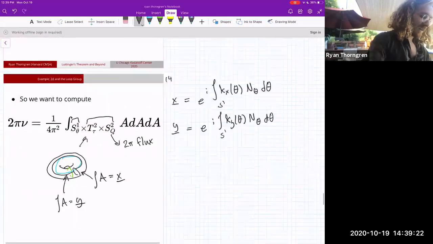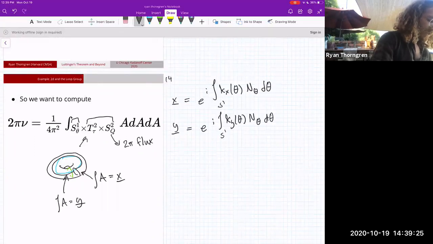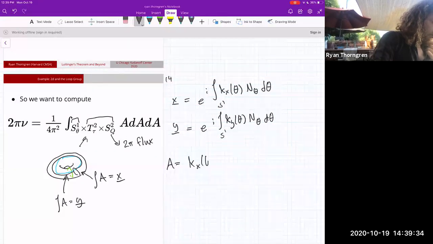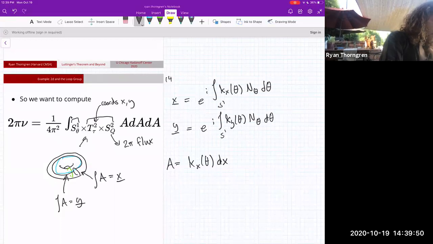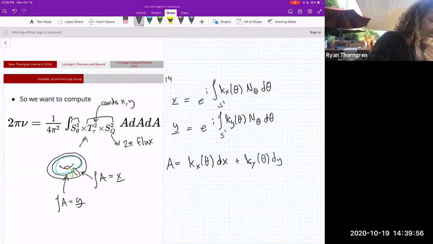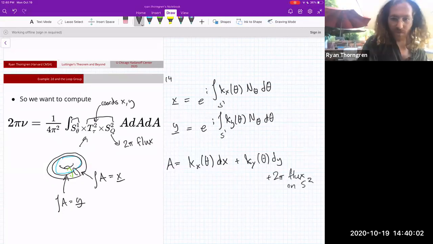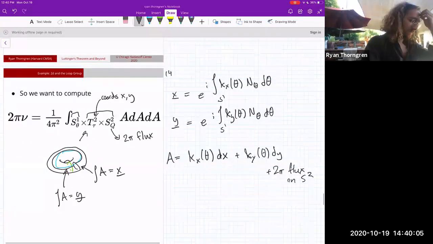Okay, so we want to write down what this gauge field is. Basically, we can just write down something that has these properties. So it's going to have dx, we want to have kx theta holonomy around the x coordinate. Let's take the coordinates to be x and y, and we want ky theta around dy, and then we want the 2 pi flux on S2. So that's what we get from the recipe.